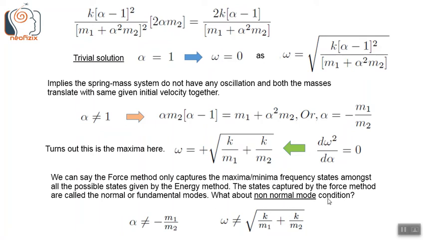So what about the disturbance with other values of alpha? That is, under the non-normal mode condition, when alpha is not equal to minus m1 by m2 and omega is not equal to square root of k by m1 plus k by m2.